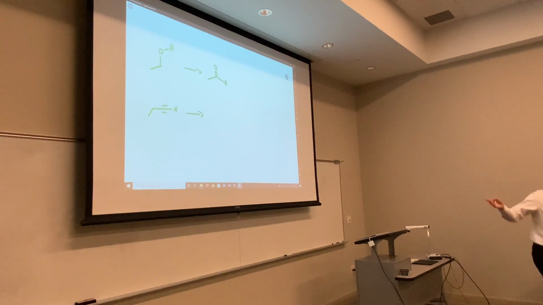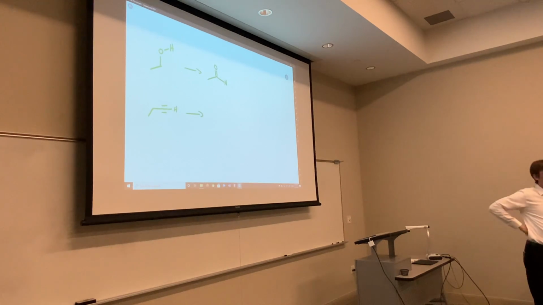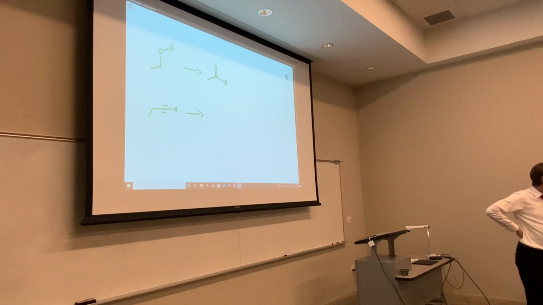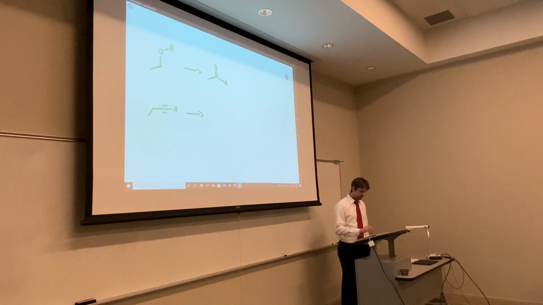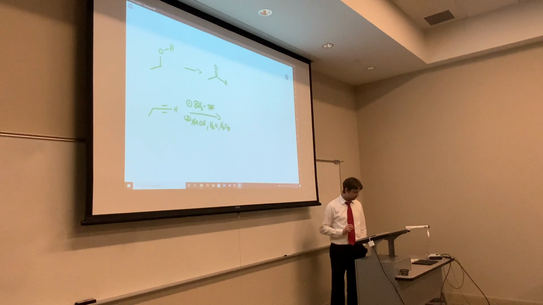But, so we have a terminal alkyne, right? And you remember that something unique happened when we dealt with the addition of alcohols to alkynes, right? So we remember that if we, maybe I'll give myself a little bit more space, BH3, THF. We come in with some sodium hydroxide, H2O, and some peroxide, right?